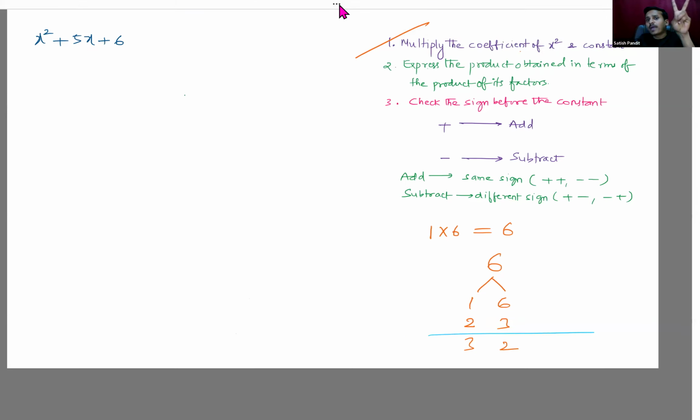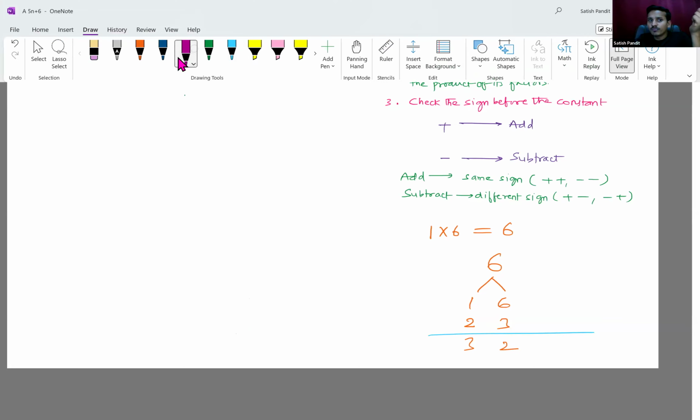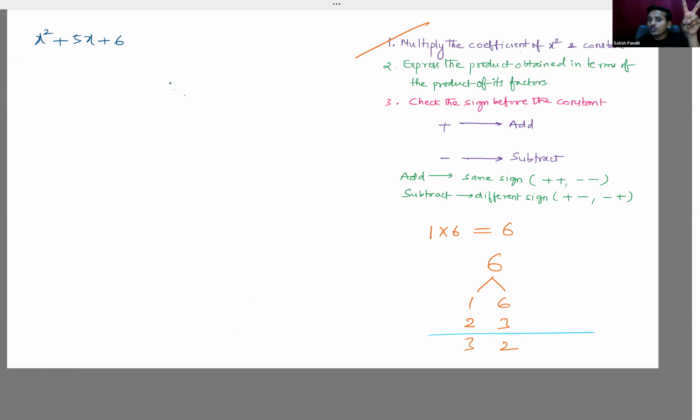We have actually got 2 pairs. When we are expressing the product as a product of factors, 1 into 6 is one pair and 2 into 3 is another pair. 2 into 3 is 6 and 1 into 6 is also 6. 3 into 2 is also 6, but we'll not take this because there's a repetition. When we do more questions, we'll get more clarity. So now, the second step is done.